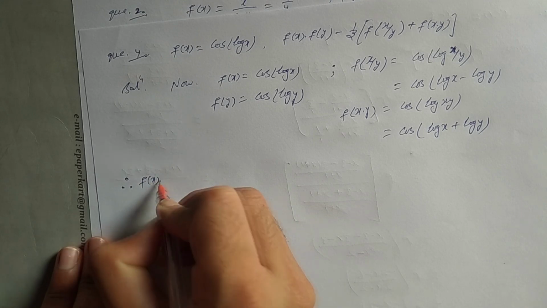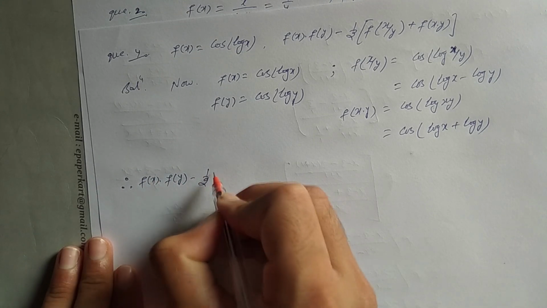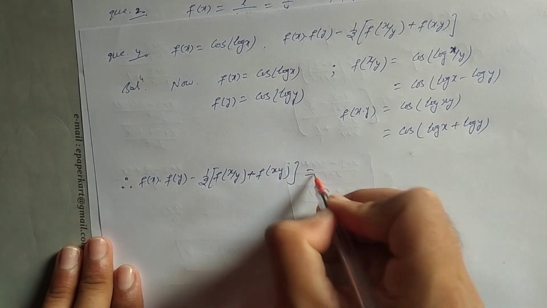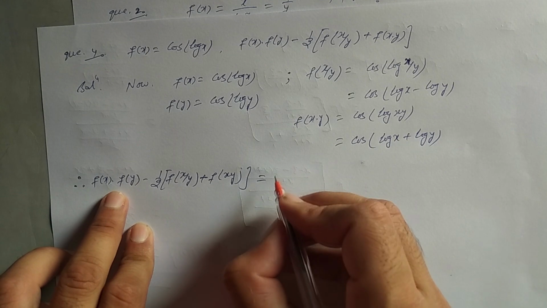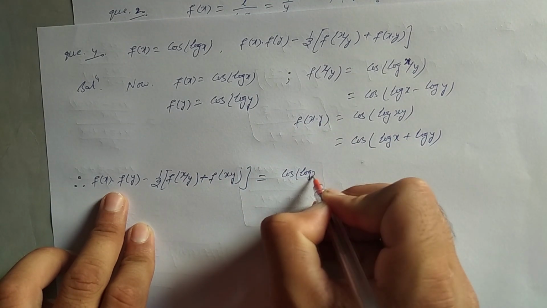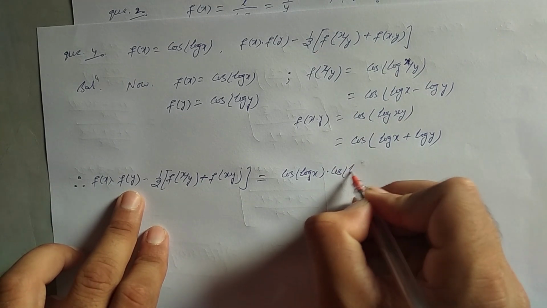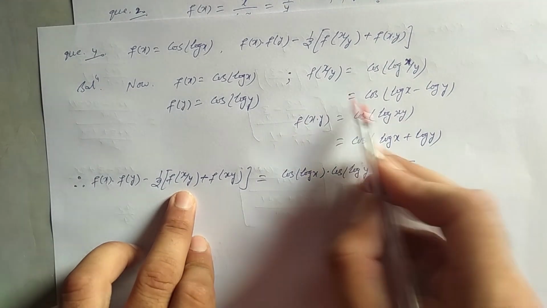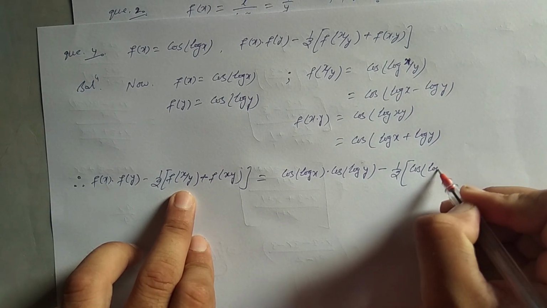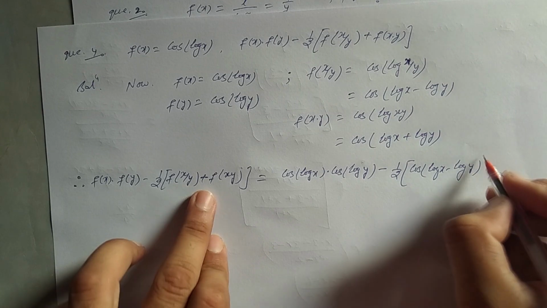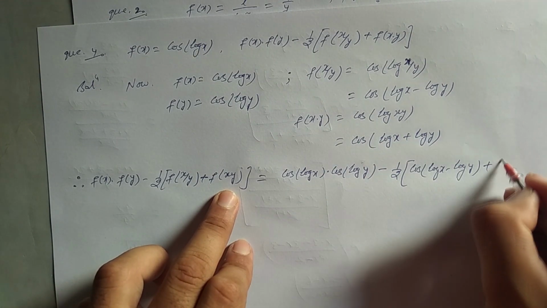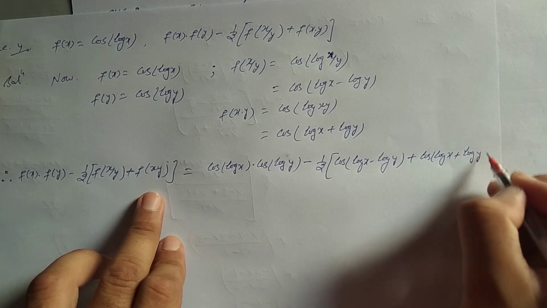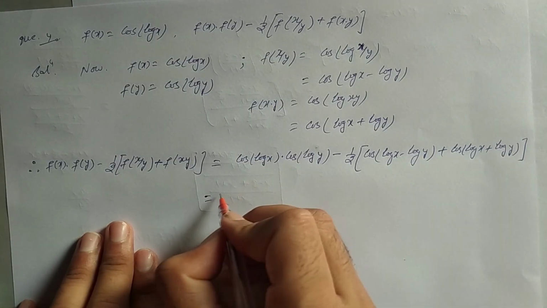Therefore f(x) into f(y) minus 1 by 2 f of x upon y plus f of x into y is equal to cos of log x into cos of log y minus half into cos of (log x minus log y) plus cos of (log x plus log y). Okay.